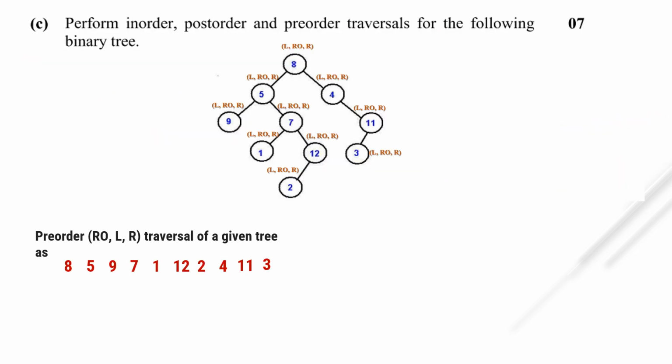Before going to the post order, simultaneously we are going to solve this GTU asked question also. Okay, so what is the answer of in-order traversal of this particular tree?